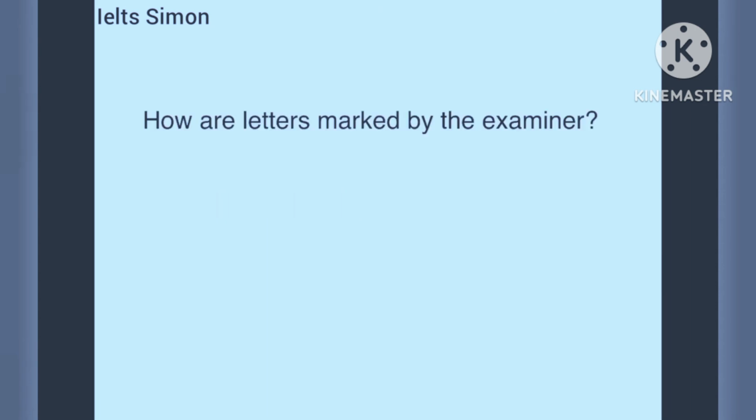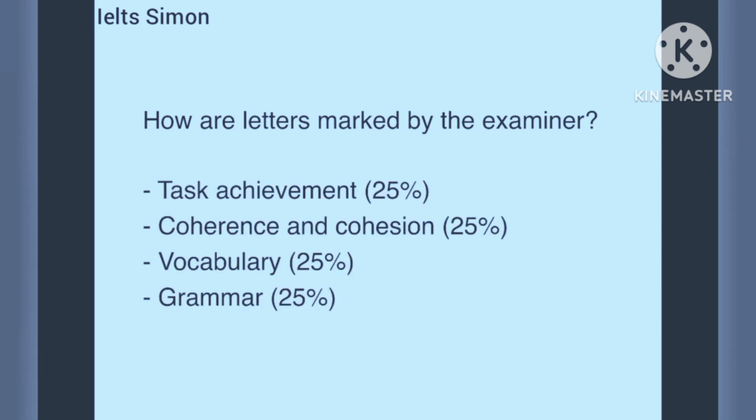How are letters marked by the examiner? I looked at this in the first video lesson for General Training Task 1, and I said that there were four different scores, 4 criteria that the examiner uses: task achievement, coherence and cohesion, vocabulary and grammar. And I can tell you that the letter that you've just seen would be band 9 in everything, because for task achievement, you need the purpose, you need the right tone, formal or informal, and you need to answer all of the points.